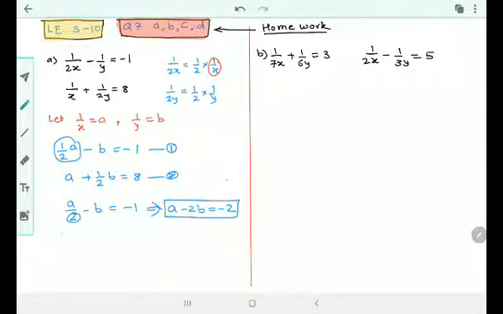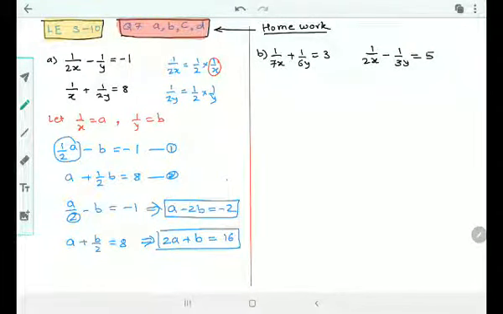Similarly, if I take the second equation, which is A plus B by 2 is equal to 8, and multiply it by 2 as well, I get 2A plus B is equal to 16, and this is going to be my second equation. And I'm very sure you can easily solve the equations, resubstitute 1 upon x is equal to A and 1 upon y is equal to B, and find the values of x and y.